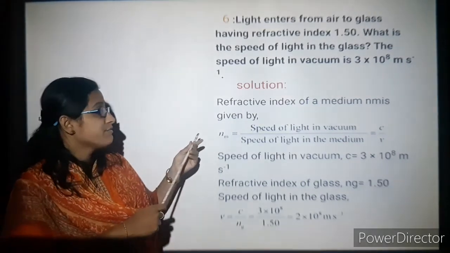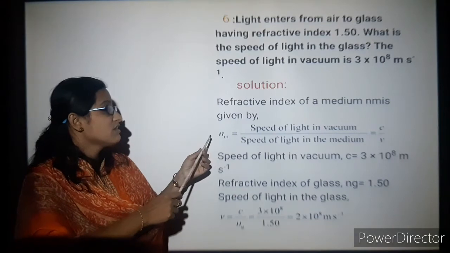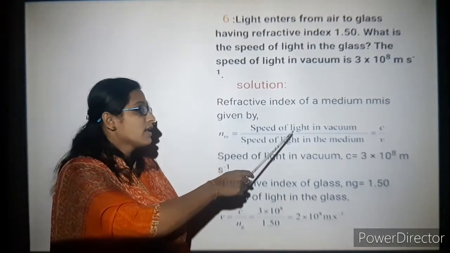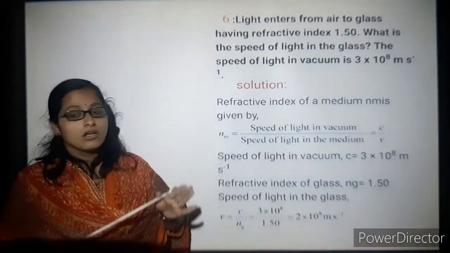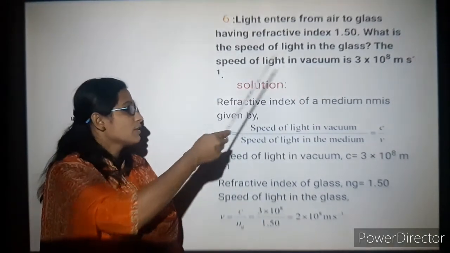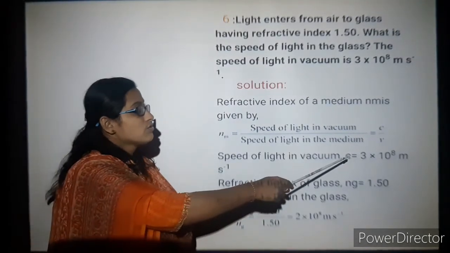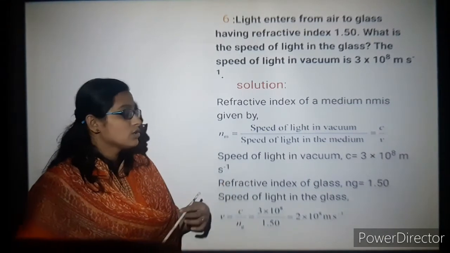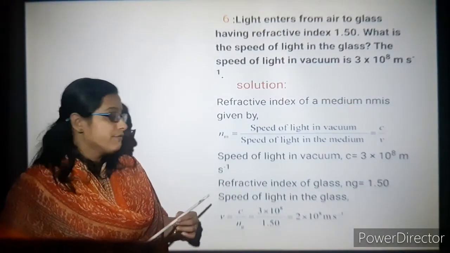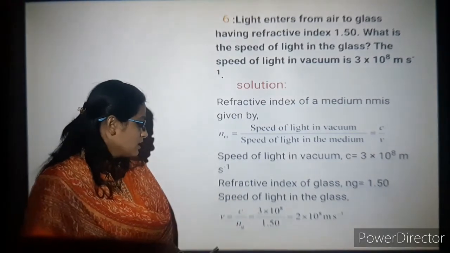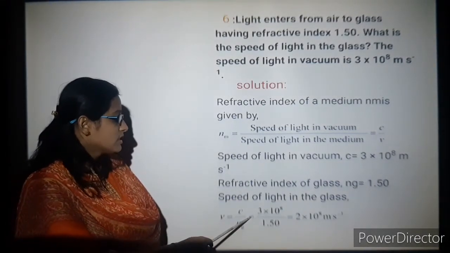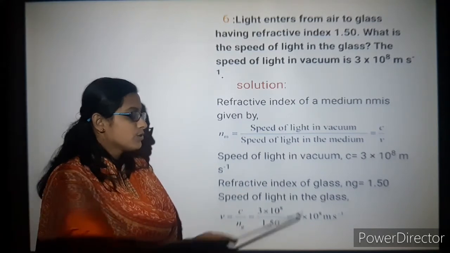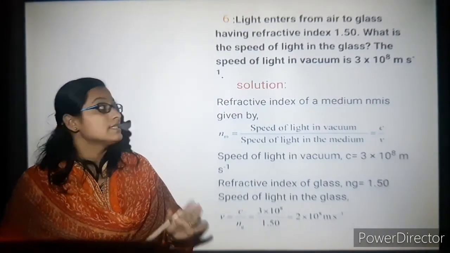So the refractive index of a medium is given as n_m. It is the speed of light in vacuum divided by the speed of light in the particular medium. The speed of light in vacuum is already given here: c equals 3 into 10 to the power of 8 meter per second. The refractive index of glass is given as 1.5. So the speed of light in the glass, you can write as 3 into 10 to the power of 8 by 1.5. So it is 2 into 10 to the power of 8 meter per second.